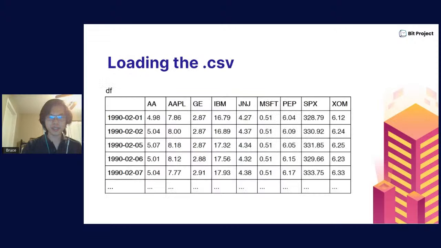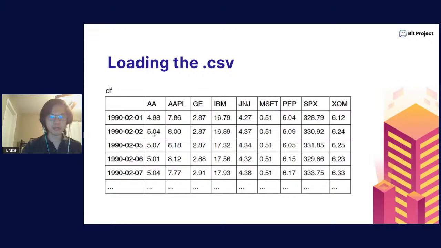So let's keep in mind, what would this actually be plotting? This is going to plot GE on the x-axis, so 2.87. And on the y-axis, it's going to plot AA. So 2.87, 4.98 is going to be plotted. And then 2.87, 5.04 is going to be plotted, and it's going to try to connect that. 2.87 is going to be plotted against 5.07.